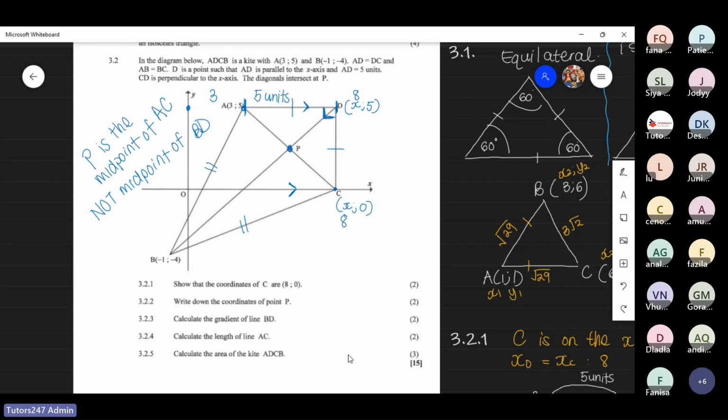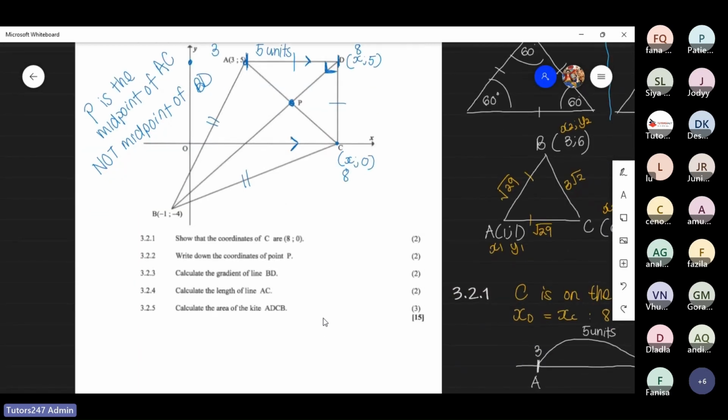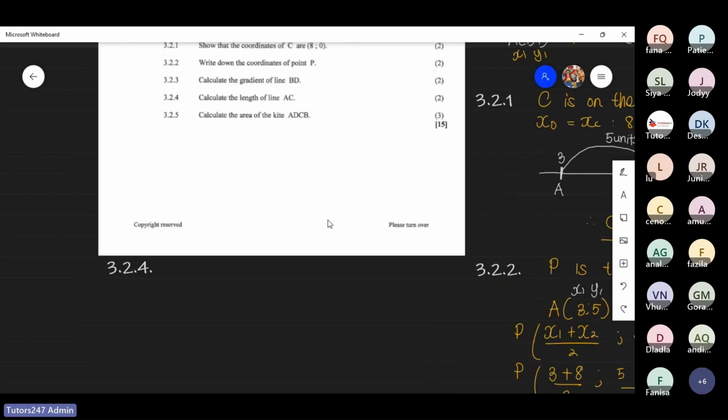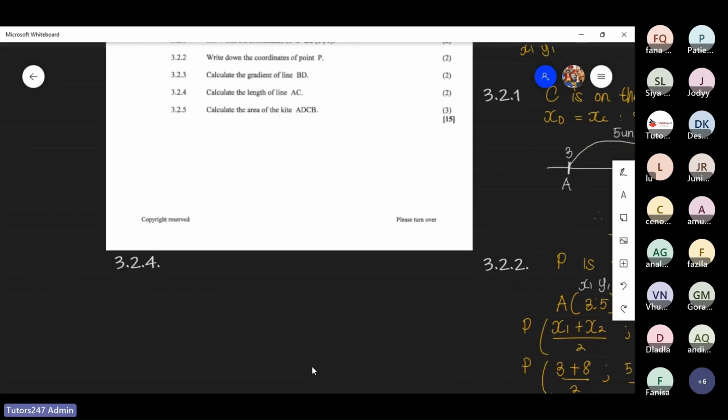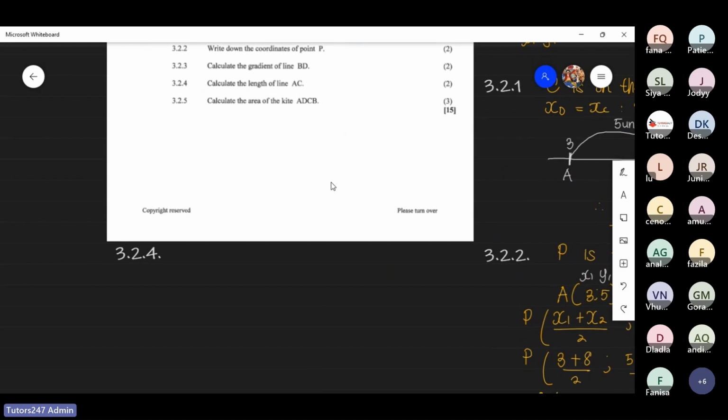So let us now calculate the length of AC. An alternative approach that you can use instead of using your distance formula is to use Pythagoras' theorem, because as you can see, triangle ACD is a right-angled triangle. So AC would be your hypotenuse. You can calculate AC using Pythagoras. That's an alternative approach. So let us now use our distance formula to calculate the length AC. And that is question 3.2.4.